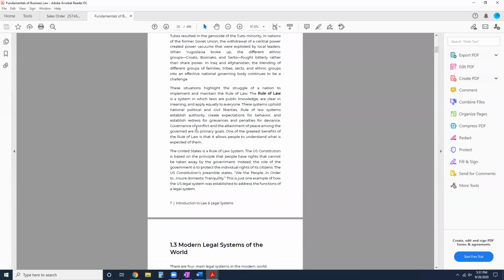In the United States we have a rule of law, okay, and what that means is we try hard to follow these criteria that I have listed. The document that creates the government of the United States is the U.S. Constitution, and essentially the purpose of the U.S. Constitution is to make sure that people's rights cannot be removed by the government. In other words, the role of government is to protect individuals and their rights, and that's the purpose behind the Constitution.